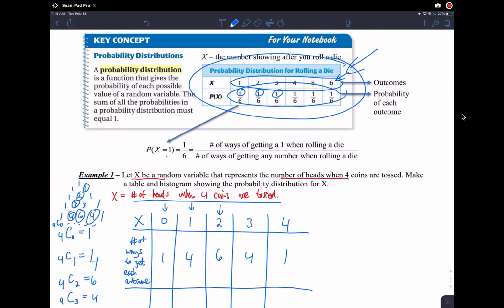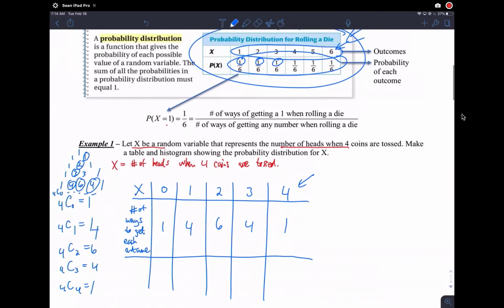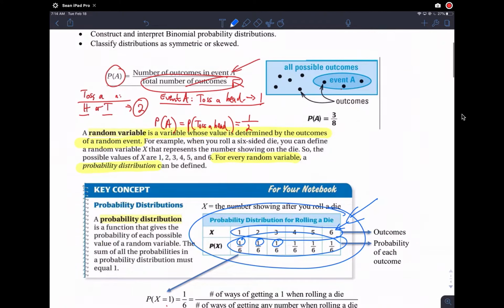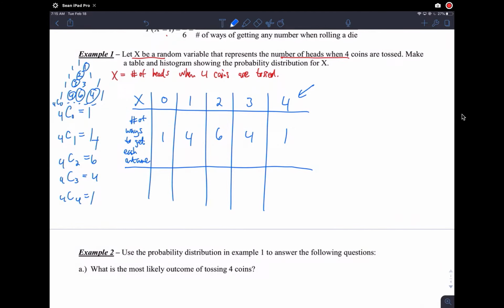So all we've done so far is list the outcomes themselves, and we need to go and list the probability of each outcome. Now we needed to calculate the number of ways to get each outcome to come up with the probability. Remember we said probability is the number of outcomes in an event over the total number of outcomes. So we have another question: the probability of getting each outcome.